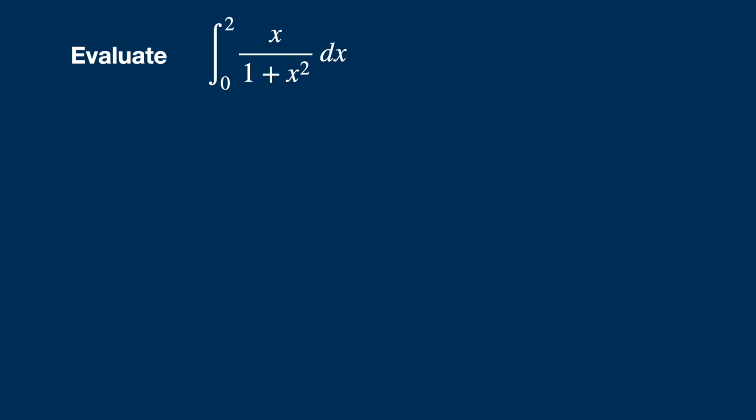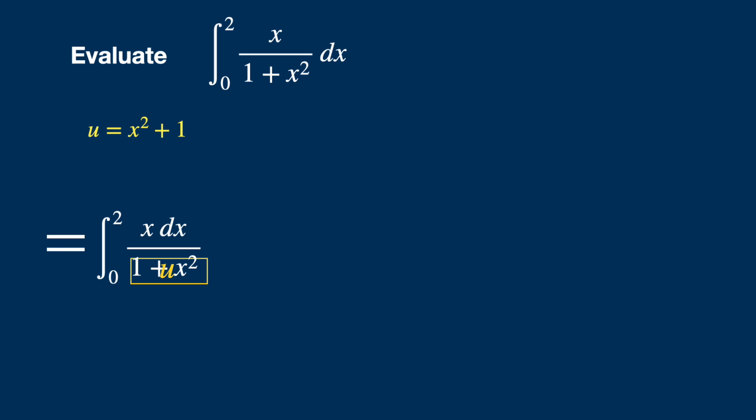Let's do one more example. The integral from 0 to 2 of x over 1 plus x squared dx. Can you identify what u is there, everyone? It's the denominator, 1 plus x squared. That's u. What is du? du is 2x dx. There is no 2 here, so divide both sides by 2, and you get x dx equals 1 over 2 du.